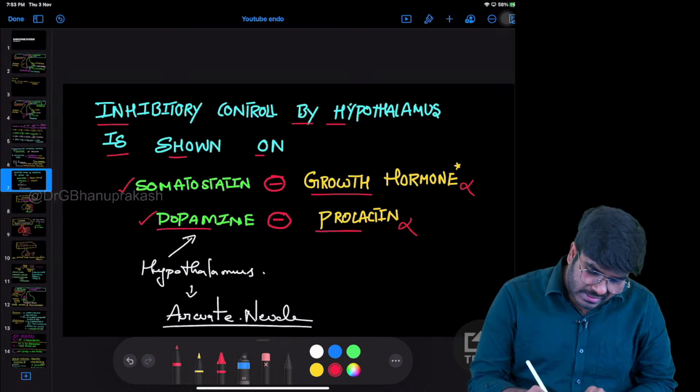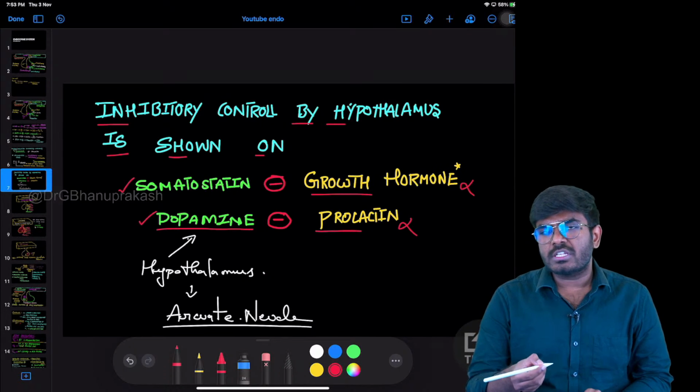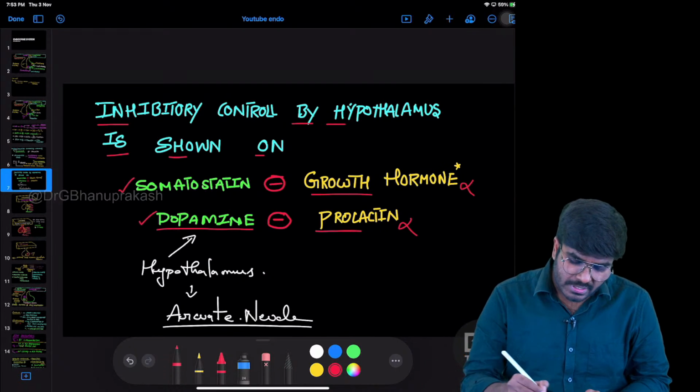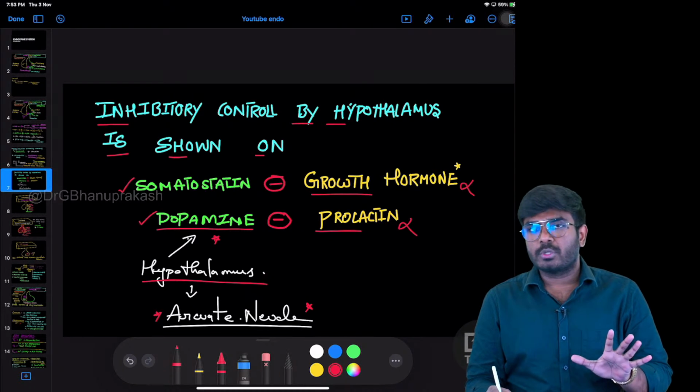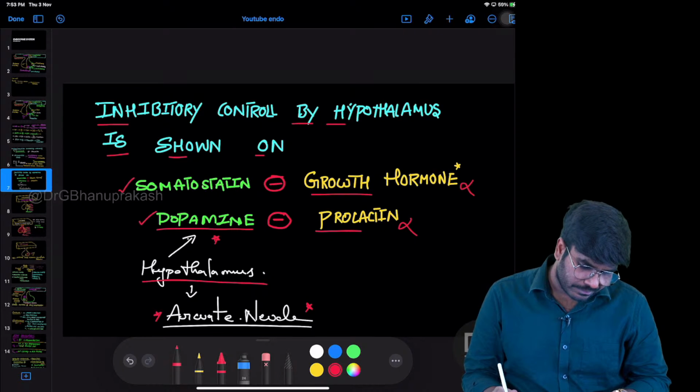Now, dopamine is coming from which nucleus? This was also a question asked in recent exams. Dopamine is coming from the hypothalamus, from a nucleus called the arcuate nucleus. The arcuate nucleus of the hypothalamus releases dopamine.